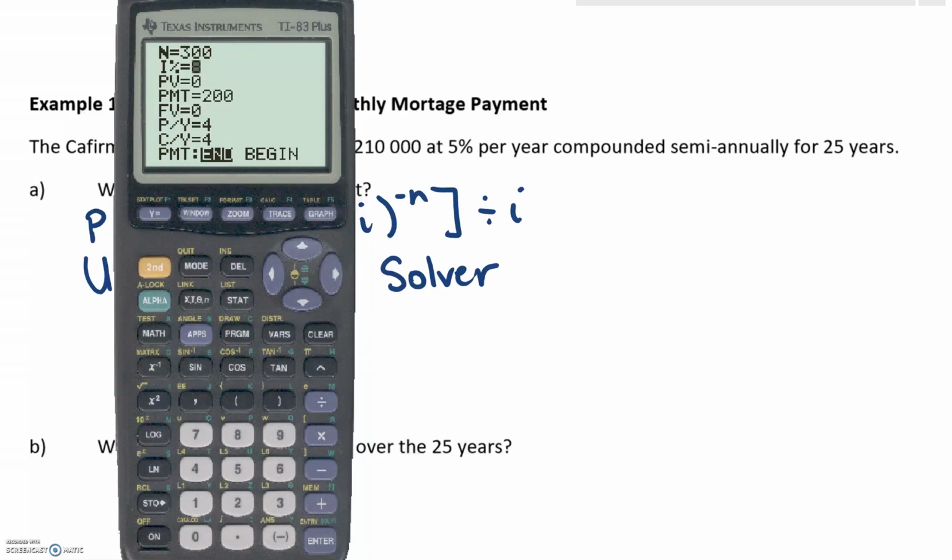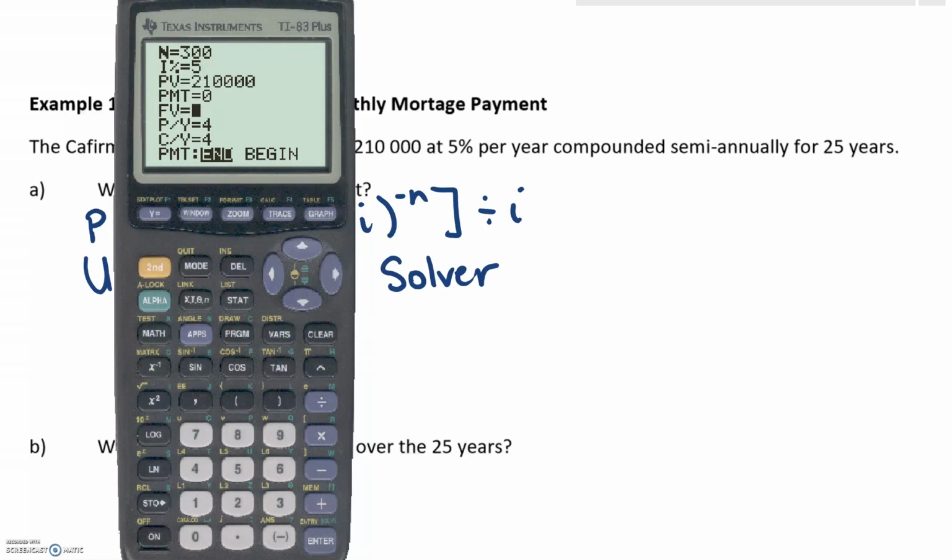The interest rate is given in percentage, so that's 5. And as you noticed, I did the multiplication right into the calculator, and it's very easy to do. And then I just press enter. The present value is your mortgage amount. So in this case, it's $210,000. You want to set the payment to 0 because you're looking for the payment.